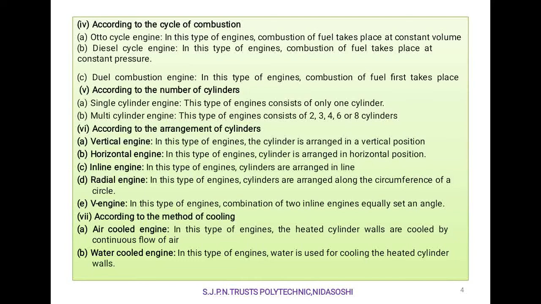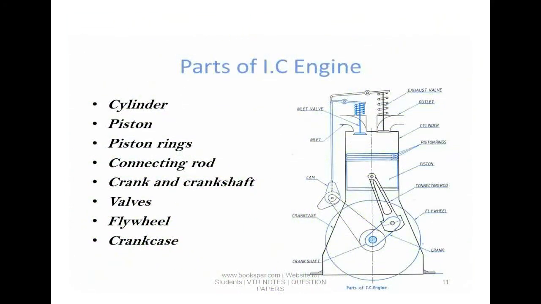Final classification is based on the method of cooling. If air is used for cooling purpose, then it is called an air cooled engine. If water is used as a cooling medium, then it is called a water cooled engine. The next question is parts of an IC engine. The important parts to remember are cylinder, piston rings, connecting rod, crank and crankshaft, valves, flywheel, crankcase.